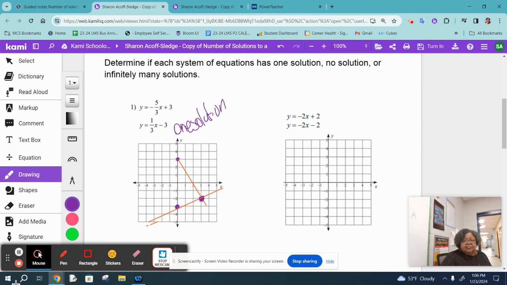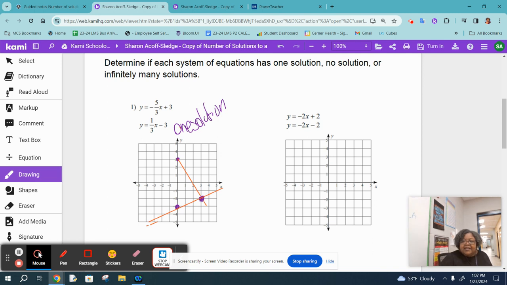This one is going to be a no solution. How do I know that right off? They have the same slope, but look at the y-intercept. It's the same number, but one is positive and one is negative. This could be a 2 and this could be a +3. If the y-intercepts are different with the same slope, you've got parallel lines. And we'll get to parallel lines somewhere after this lesson.